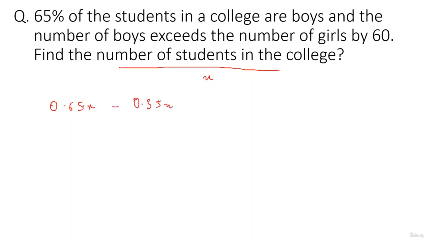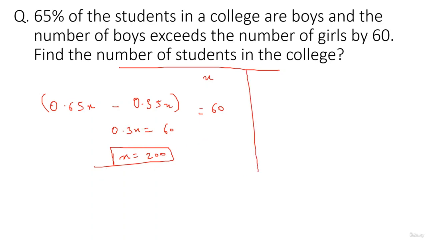Their difference is given as how much? 60 in the question, right? The number of boys exceeds the number of girls, and that is nothing but 60. If you take the difference, you get 0.3x equals 60, or you get x is equal to 200. That is your class strength. 60 upon 0.3 will give you 200, right? That's the answer.